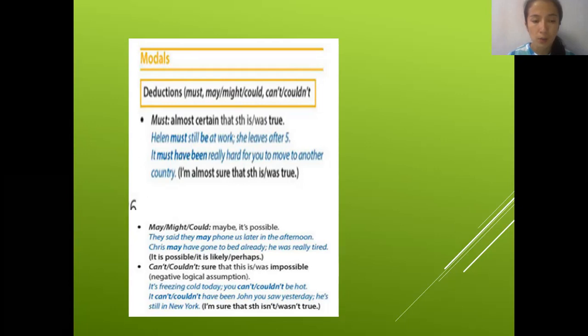May, might, could: maybe, it's possible. They said they may phone us later in the afternoon. It's possible, it's likely, it's perhaps. Can't, couldn't: sure that this is or was impossible. Negative logical assumption: I'm sure that something isn't or wasn't true. It's freezing cold today. You can't be hot.